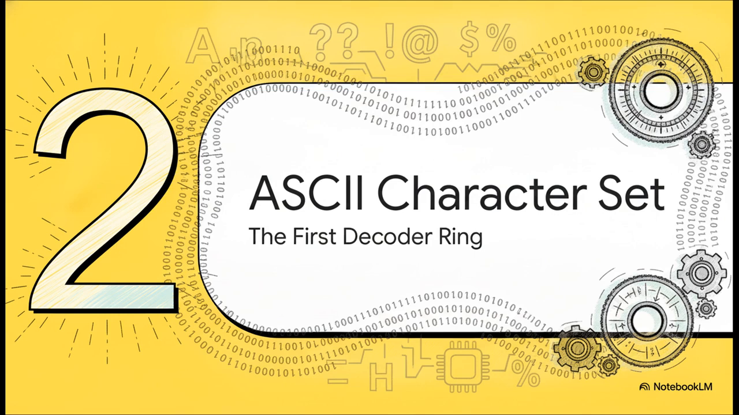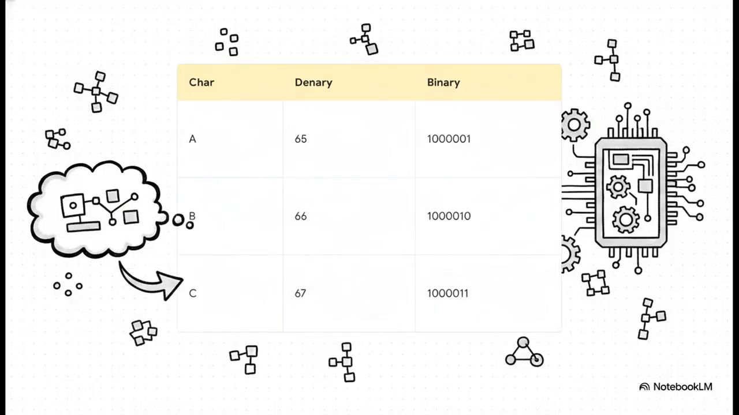Moving to Section 2, the ASCII character set, the first decoder ring. So ASCII, which stands for American Standard Code for Information Interchange, is essentially our baseline. It assigns a specific denary or decimal number and a corresponding binary number to every single letter. Take the capital letter A, for example. In the ASCII character set, A is assigned the denary value of 65. In binary, that translates to 1000001. Capital B is 66, C is 67, and it just keeps going.